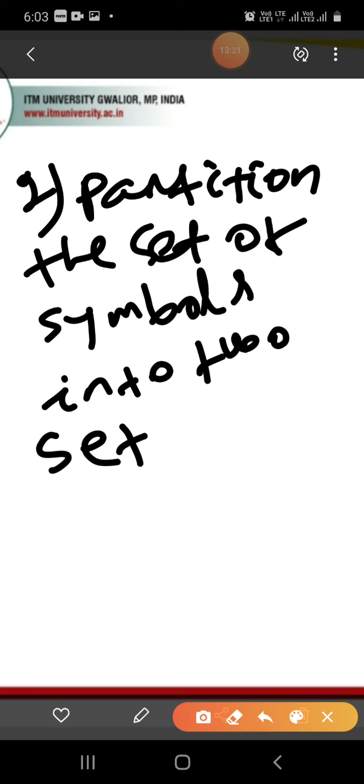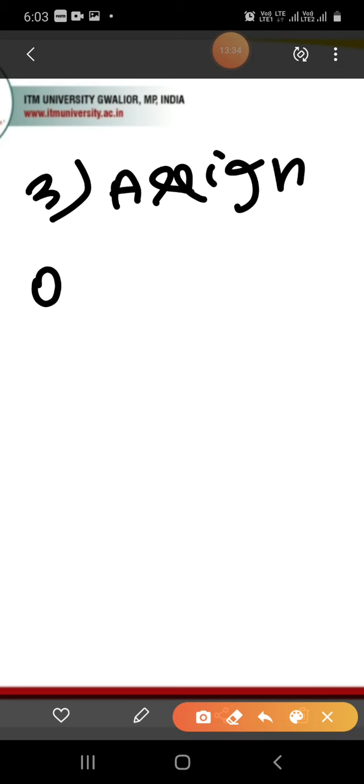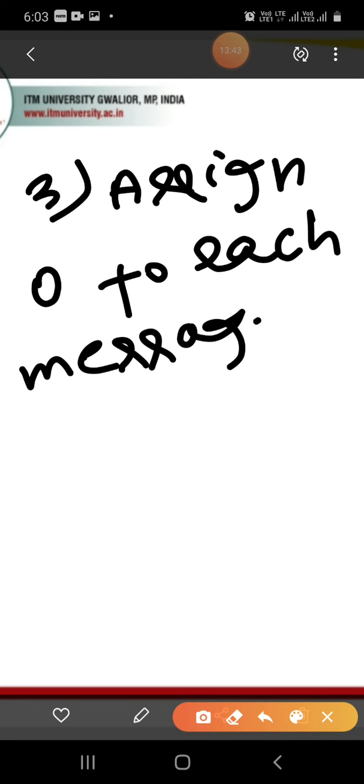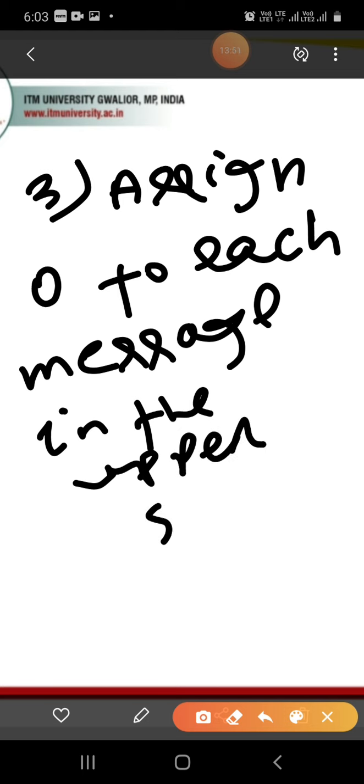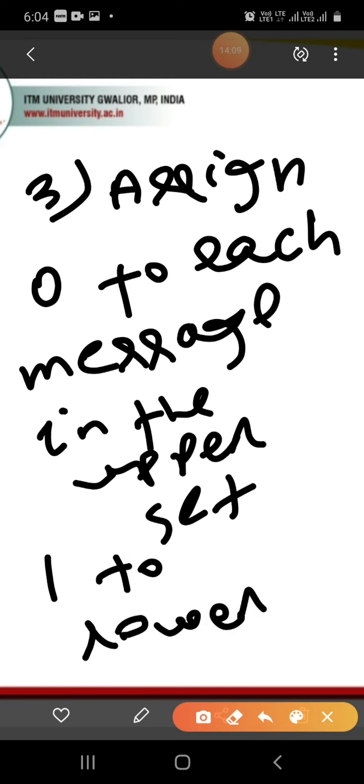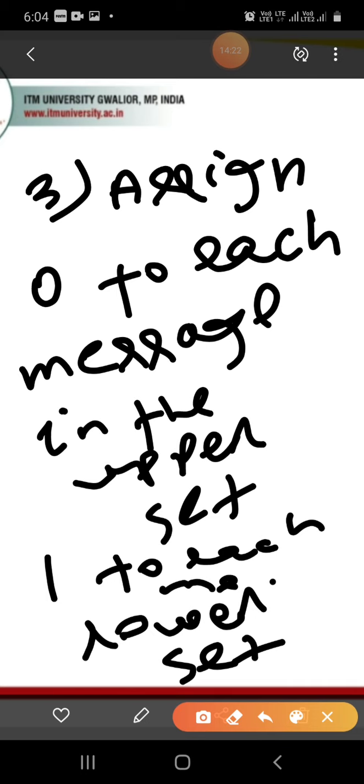Now in our next step we have to assign 0 to each message in the upper set and 1 to each message in the lower set.